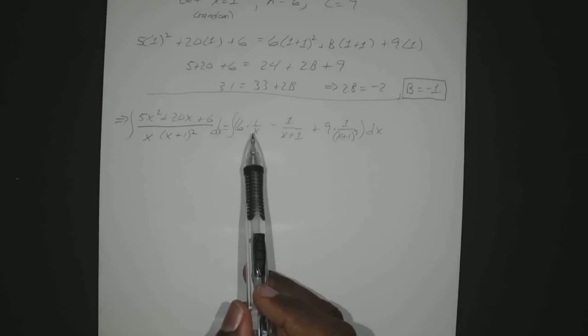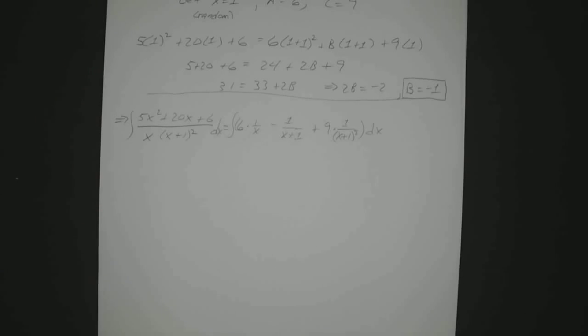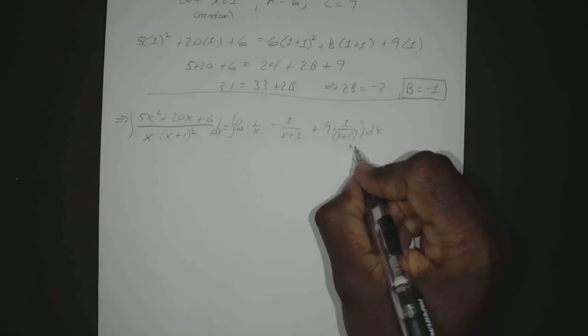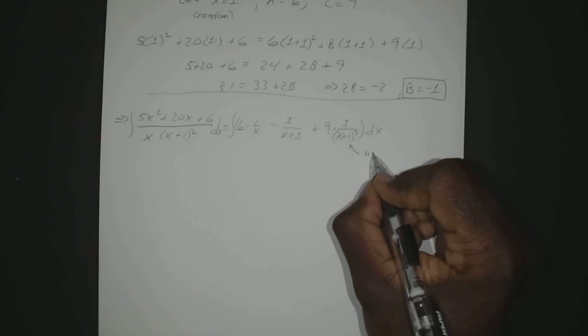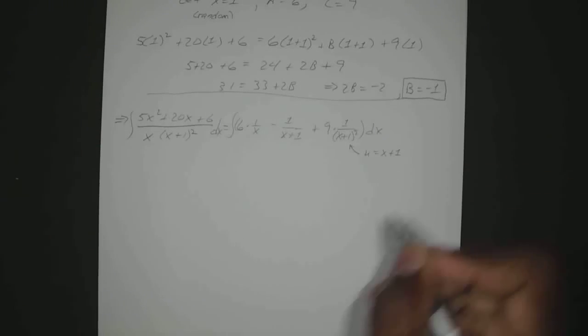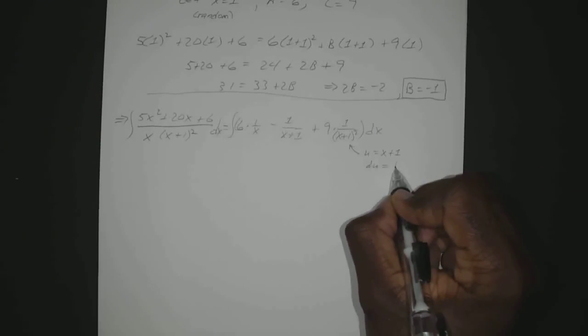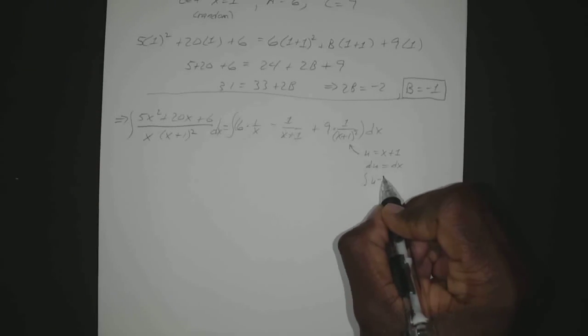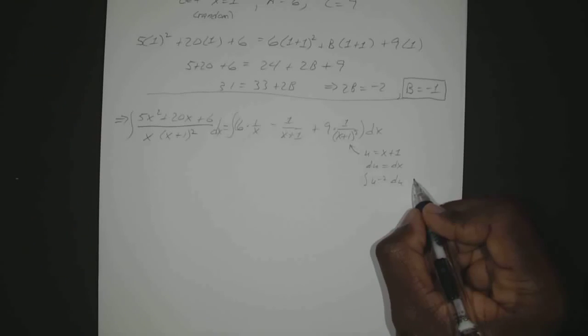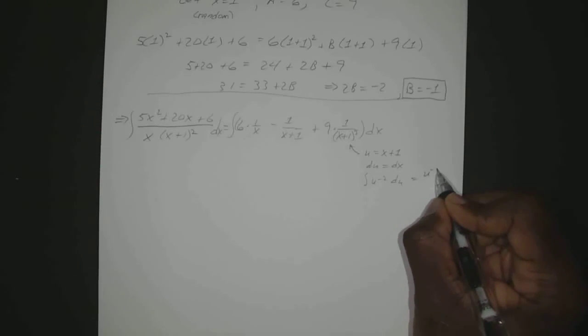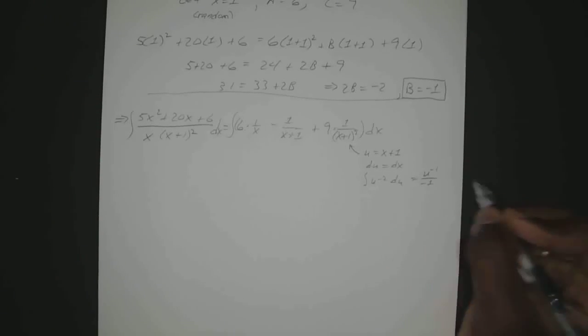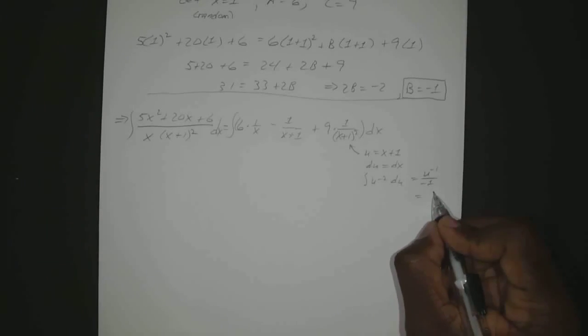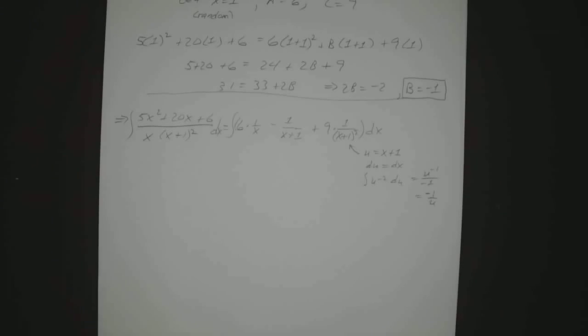Okay. Now for these two, they're just going to end up being natural logs. But for this one, you just let u equals x plus 1, where du equals dx. So you actually end up with the integral of u to the negative 2 du, which is u to the negative 1 over negative 1, which ends up giving us negative 1 over u. Okay, so negative 1 over x plus 1.